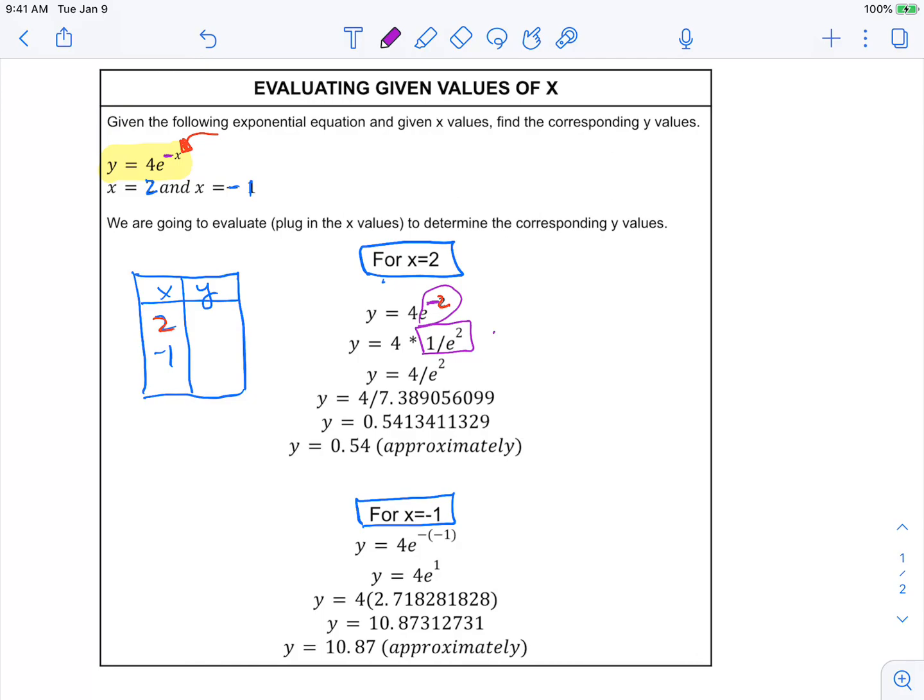The algebra right here is if I have 4 over 1 times 1 over e to the 2, this gives me 4 over e to the 2. And that's how I got this line right there.